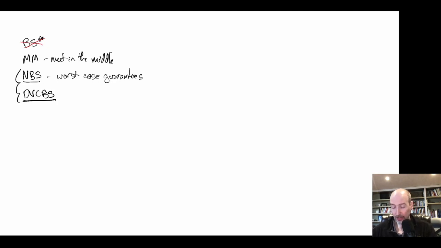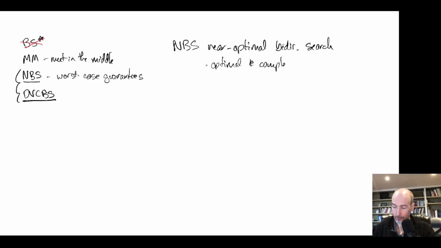So in fact, let me just say, NBS is near optimal bidirectional search. And what that means is it's near optimal, not in the paths that it finds. It's both optimal and complete. So it's not near optimal in the solution that it finds, but it's near optimal in the number of node expansions that it does. No more than 2 times the necessary expansions.